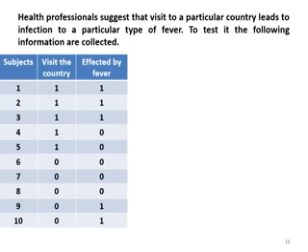Let us have a data set like this. Health professionals suggest that a visit to a particular country leads to infection with a particular type of fever. To test it, the following information is collected. So we have 10 people. Ten is for convenience; it is not fixed. It can be any number of observations, but for our convenience we are taking 10 people.